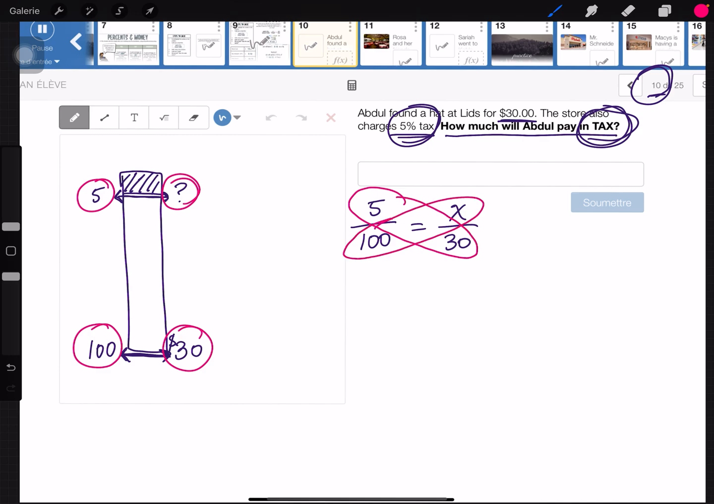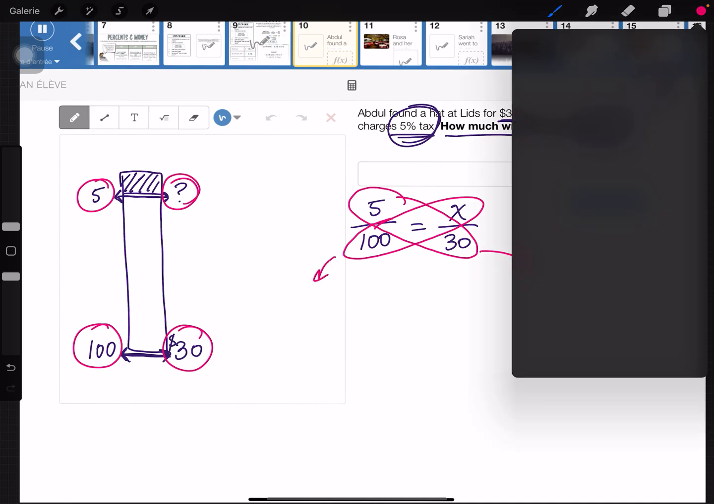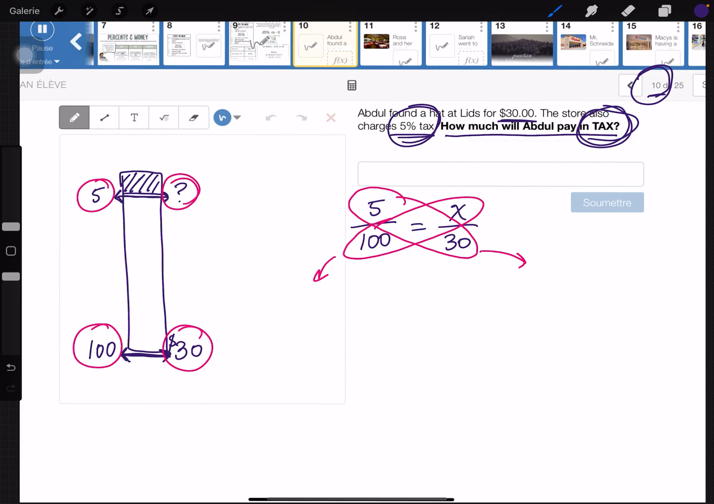I'm going to circle these two opposite numbers, and each side I'm going to be multiplying. So this left side becomes 100 times x. All I'm doing is cross multiplying. These numbers that are across, I'm going to multiply them together. On the right, I'm going to do exactly the same with these other two numbers. So I have my 5 and my 30, and they're being multiplied as well.